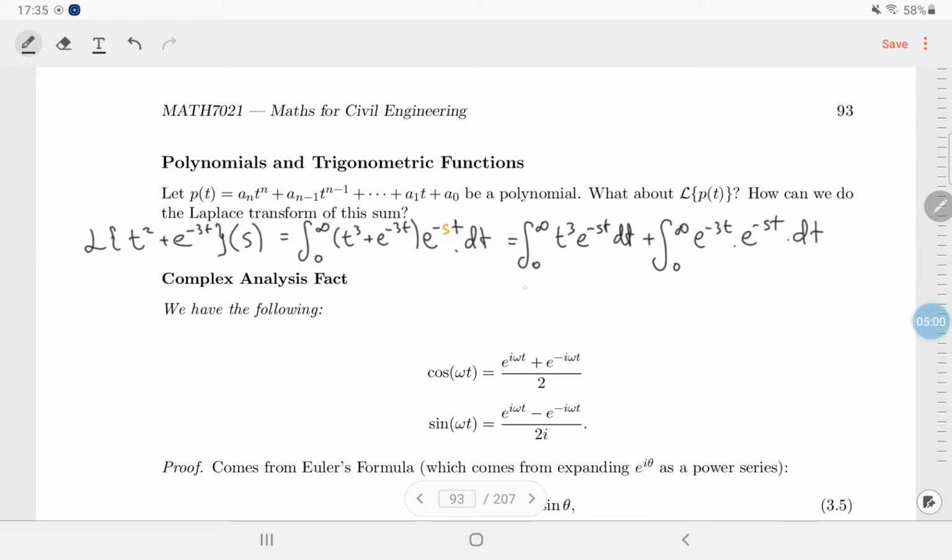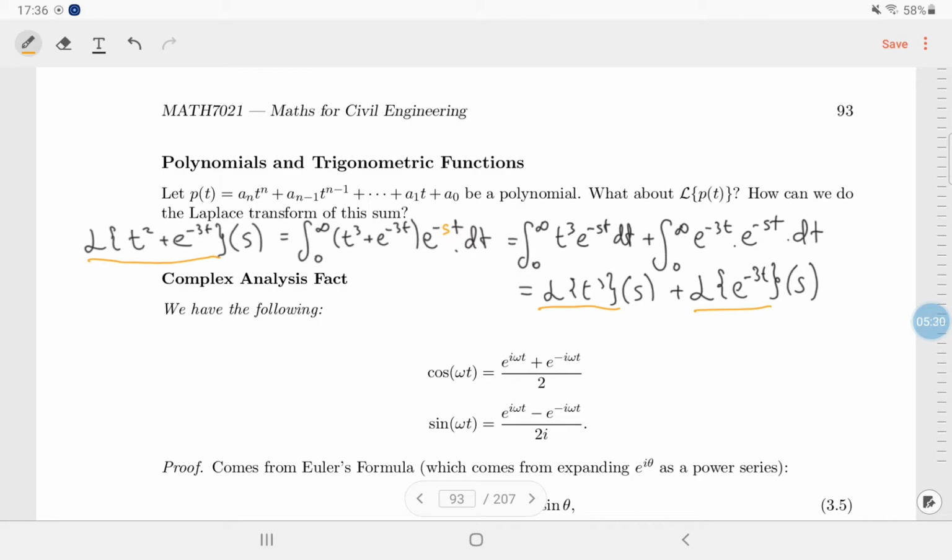And so what is this? This is the Laplace transform of t cubed, evaluated at s, plus the Laplace transform of e to the minus 3t, also evaluated at s. So if you want to do a Laplace transform of a sum, you can do it term by term. That means the Laplace transform is additive.